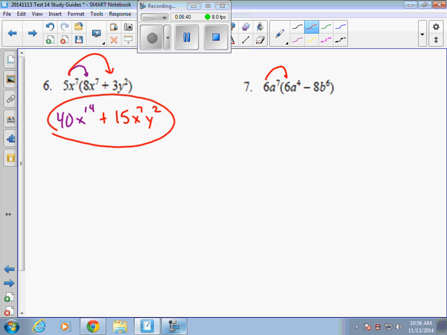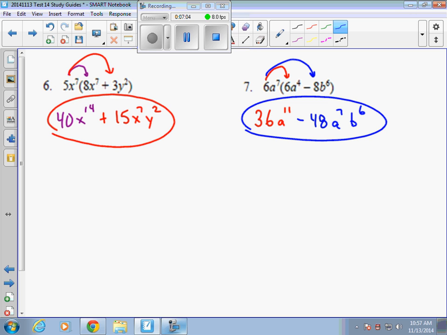6 times 6, you get 36. 8 to the 7th times 8 to the 4th, same base. You add 7 and 4 to get a to the 11th. 6 times negative 8 is negative 48. Again, here's another instance where you have a to the 7th and b to the 6th. You don't add them to get 13. They're different bases. A to the 7th, b to the 6th. Very simple. If they're not the same base, you do not add the exponents.